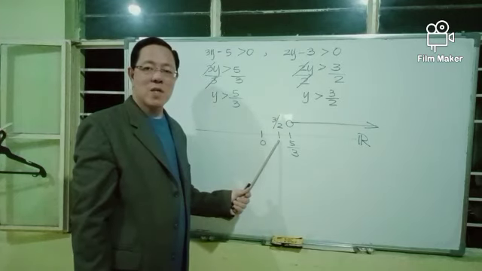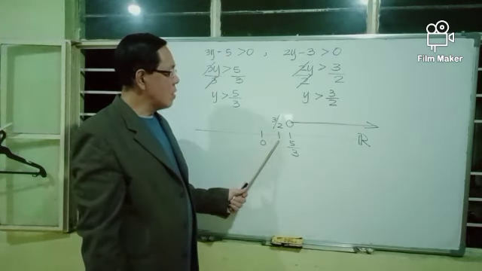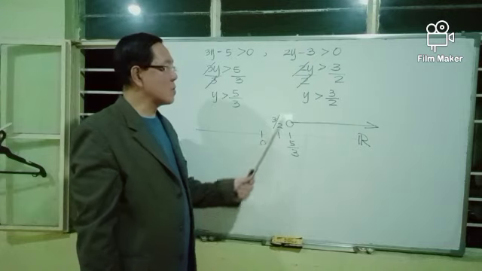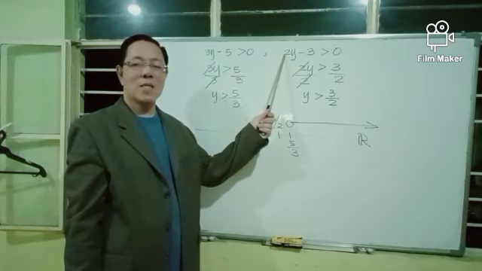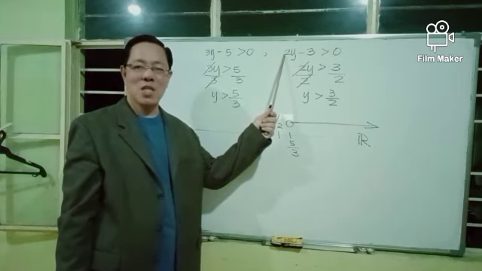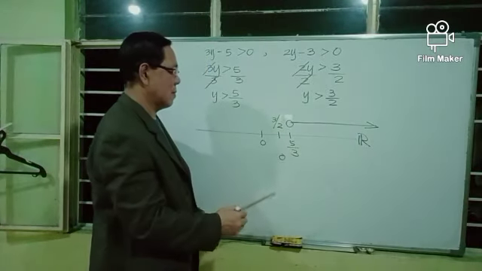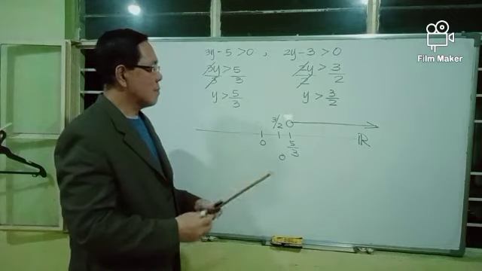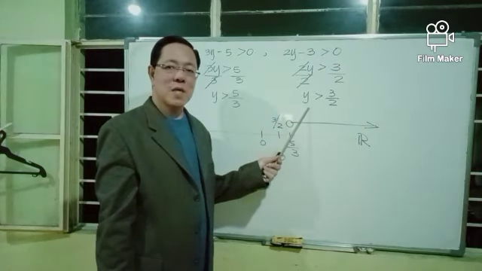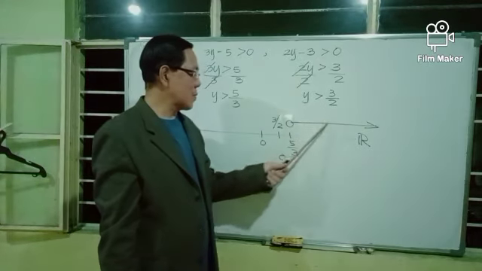Supposing this is 3 over 2. Now, 3 over 2 is not part of the solution of this linear inequality, and we indicate that by an unshaded circle. But the solutions are those real numbers greater than 3 over 2.